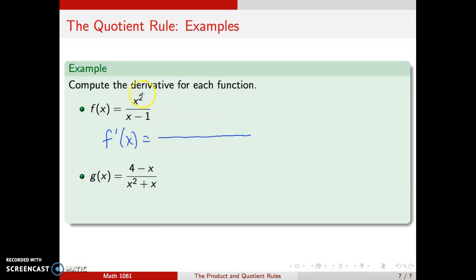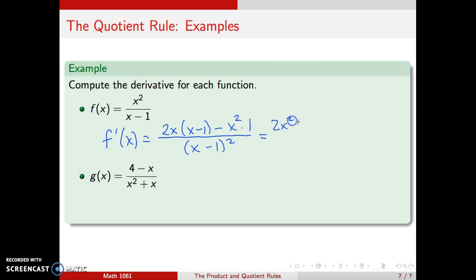So I'll take the derivative of the numerator, which is 2x, times the denominator, minus the numerator, times the derivative of the denominator, which is just 1. And I'll still write it there this time, all over x minus 1 squared. Perfectly fine here, but this is one that's not too difficult to clean up.